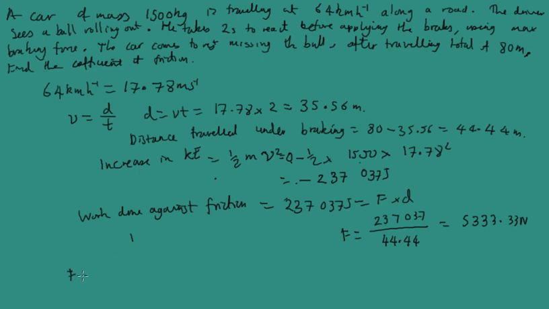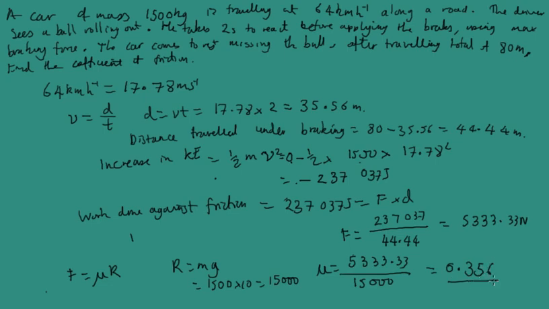Now, we know that the frictional force F is the coefficient of friction times the reaction force. So R is the same as mg because it's opposite to the weight, because the car's on the horizontal. So that will be 1500 times 10, 15,000. So the coefficient of friction will be our friction force, 5,333.33 over R, which is 15,000, and that will give us 0.356. So hope that helps.